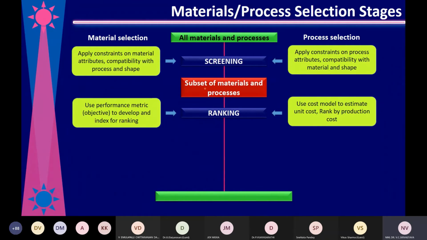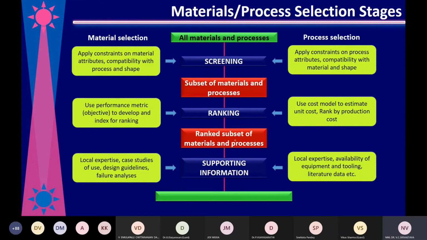So what you do is, once you have these materials, you go for performance metric objectives and develop a rank. You rank the materials based on their performance. And similarly, you can rank the processes also. And once you rank them, then what happens? Then again, you end up with a subset of materials and processes. Here, once you get a further subset, then you are left with a selected matrix.